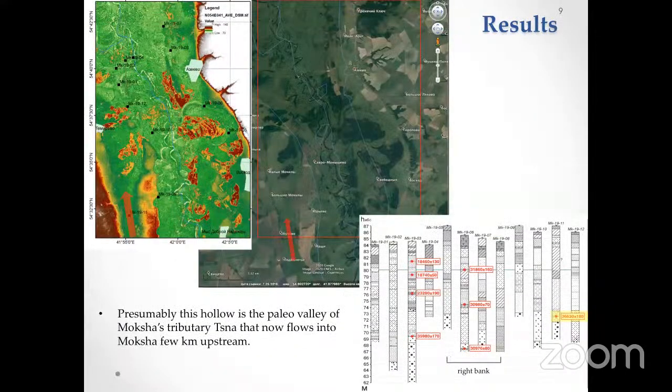The date from borehole 11 in the big hollow between 2 fragments of alluvial terraces was also formed at this time. We presume that this hollow is a paleo valley of Moksha's tributary Tsna, which now flows into the Moksha River a few kilometers upstream.